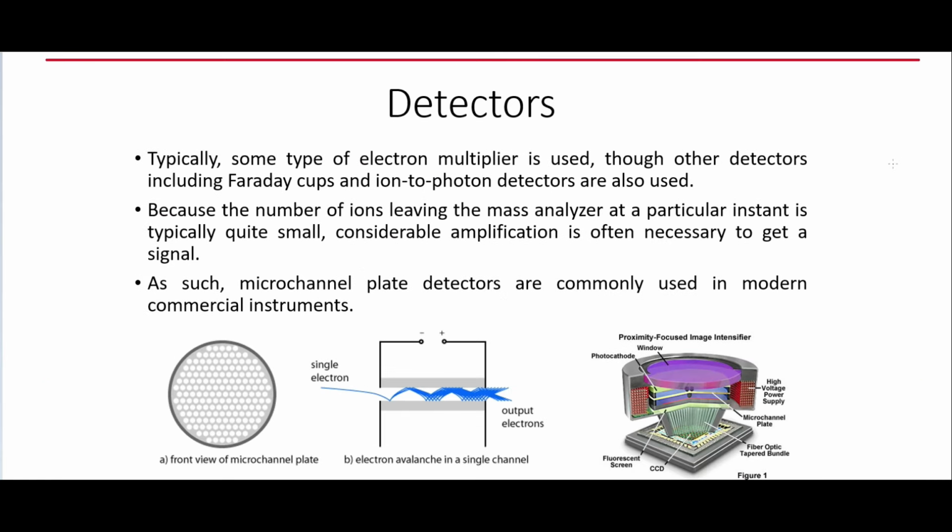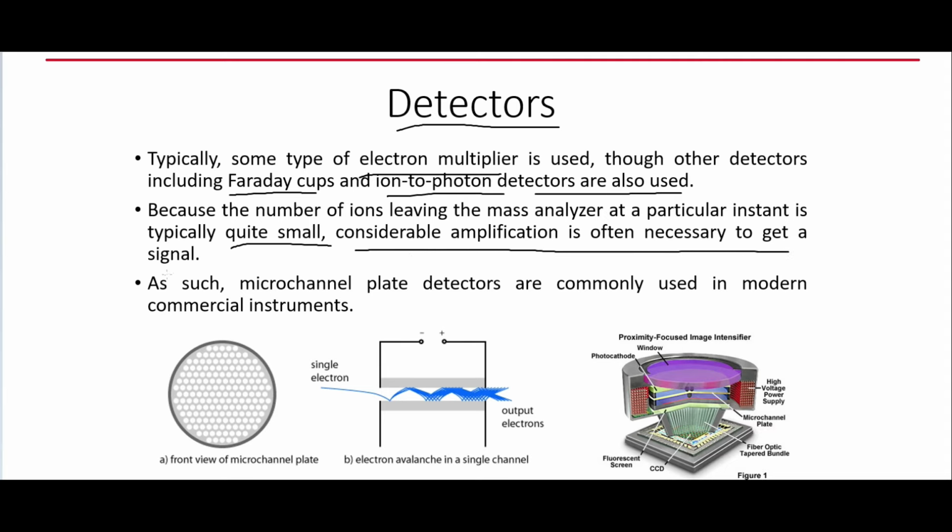time on this because it's kind of not that relevant for an organic chemistry class, but we do have detectors. So we do have to detect these fragments based on their charge and mass. So typically some type of electron multiplier is used, though other detectors such as the Faraday cups and ion to photon detectors can also be used. And so these are all things that just detect charged particles. But because the number of ions leaving a mass analyzer at a particular instant is typically quite small, considerable amplification is often necessary to get a signal.